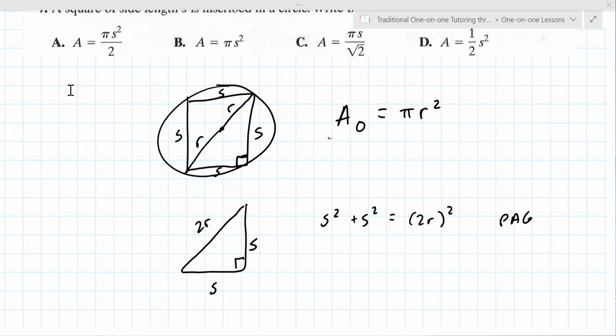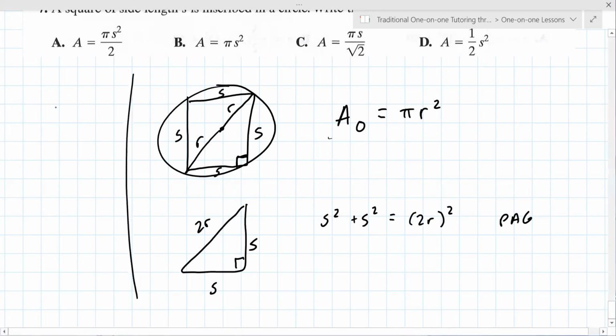Because the other question they could ask, if your instructor just changes it, is he could build a square and put a circle inside of it. But we're not doing that problem. So we'll just keep going on this.